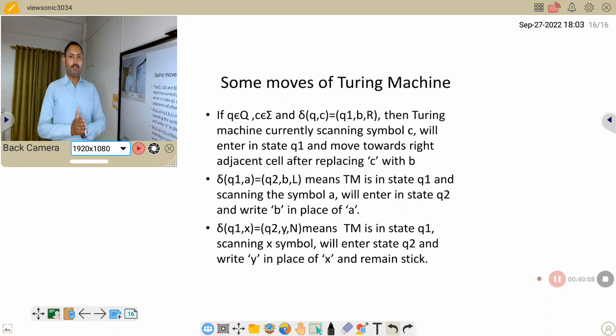So now I will conclude my lecture. Today we discussed the basic concept of pushdown automata and Turing machine.